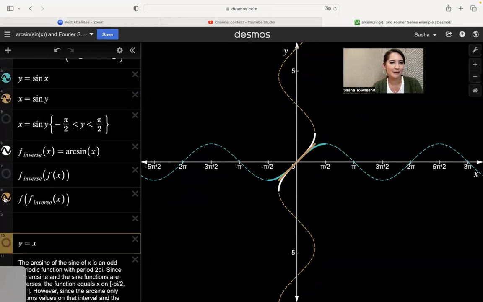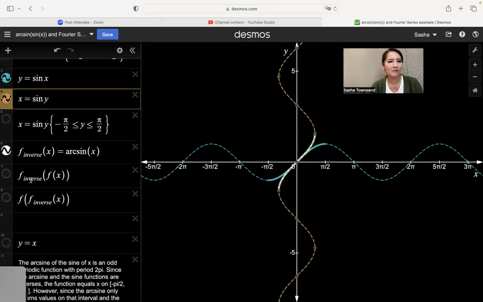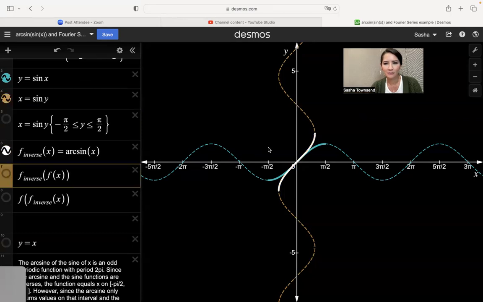All right, actually, I see what happened. Okay, so I wanted f inverse of f of x. Let's see what we get. And then I wanted f of f inverse of x. You see what we get. You guys see it? You see how it's not exactly what we would expect?